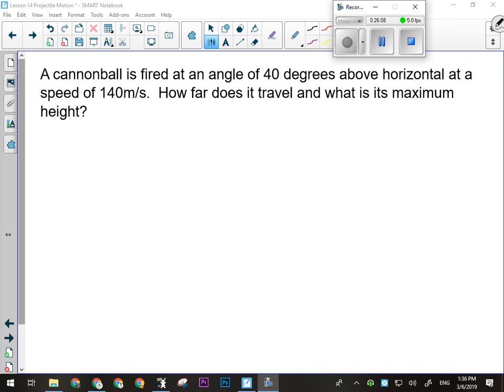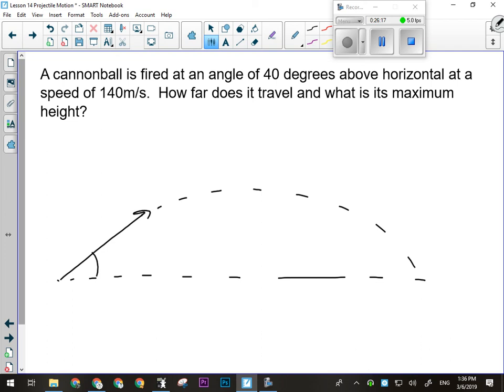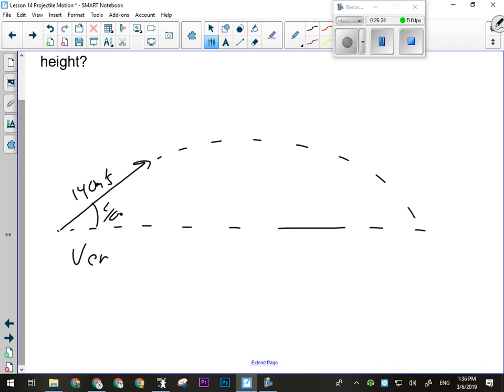Okay, so for this one, we start out with a 40-degree launching angle. We know that it's going to follow that arc. So 40 degrees at 140 meters per second. We want to break this up into our vertical and horizontal components. We know that acceleration vertically is negative 9.81 meters per second squared. That's all we know right now. The rest of it we have to calculate.